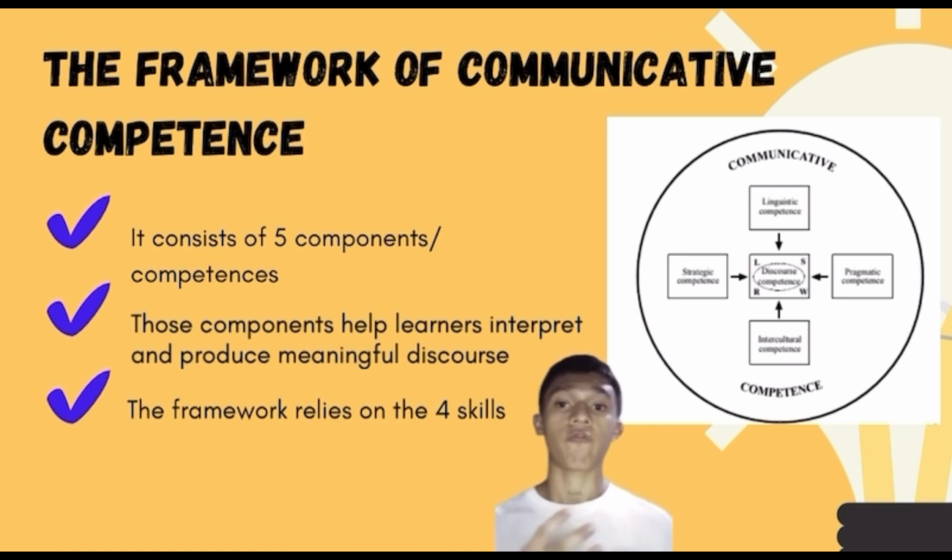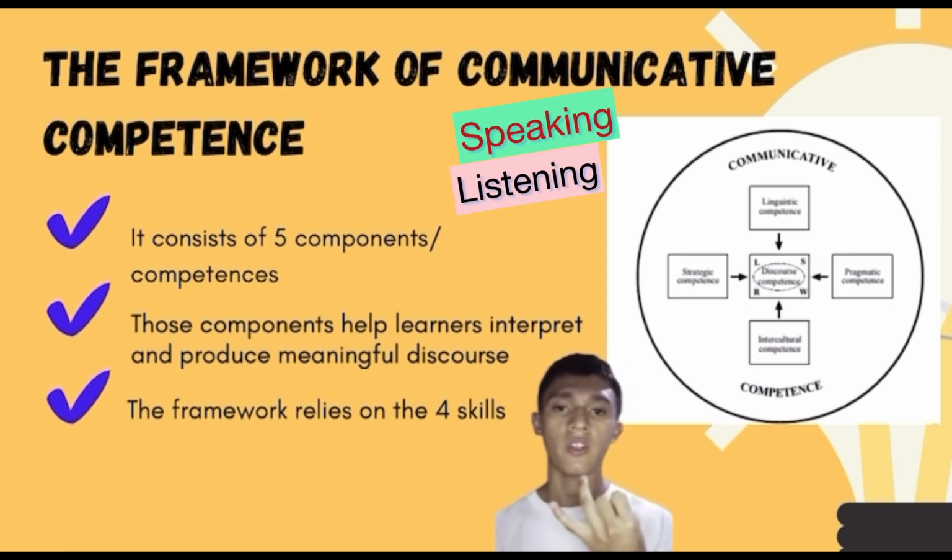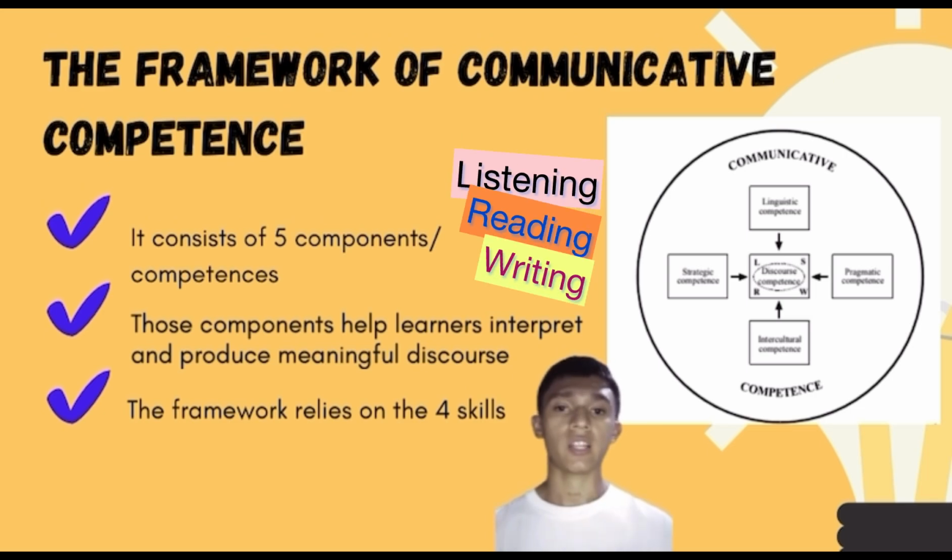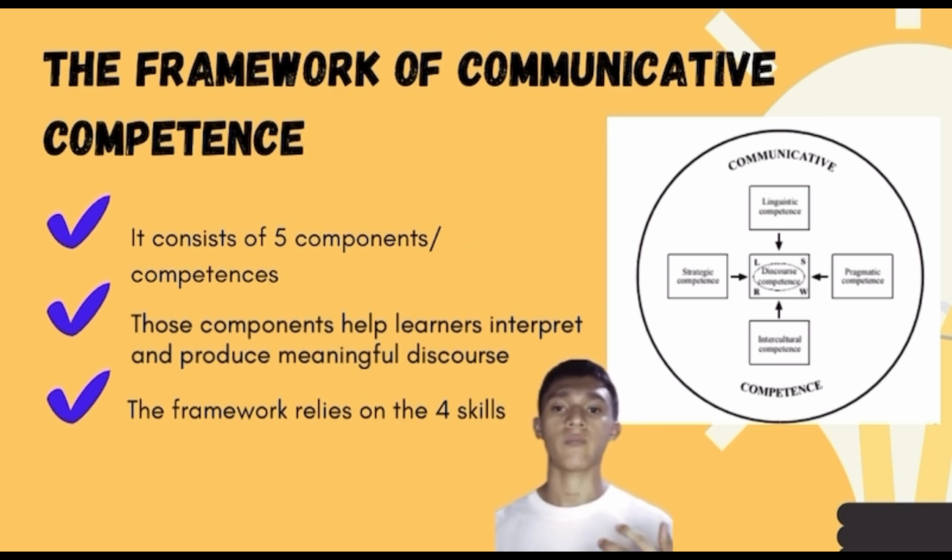The framework proposed by Joel Martinez is about these five components, which are enclosed in a circle, and those components rely on the four skills: speaking, listening, reading, and writing. By integrating those skills, the learner can build intercultural awareness and communicative effectiveness.